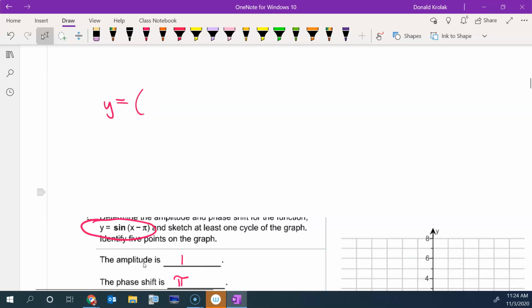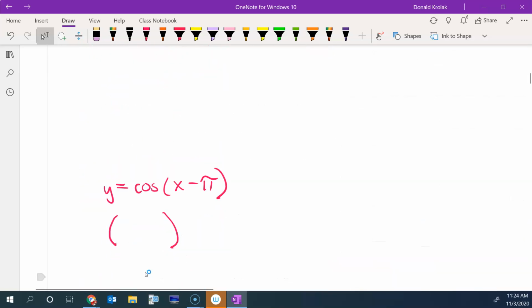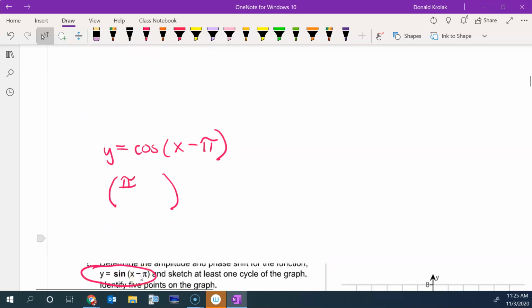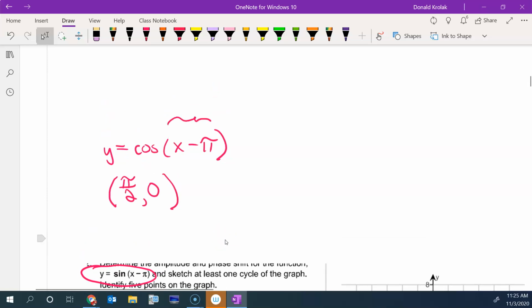Okay, so cosine, but yours is x minus pi. And what part, what are you moving? What point? Okay, so in this problem, it tells you which point you're moving, like 0, 0, pi over 2, and what's the y coordinate? 0. All right, so this means slide pi to the right. So that means you're going to add pi to the x coordinates.